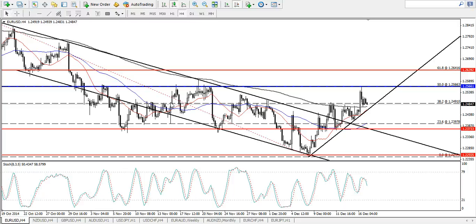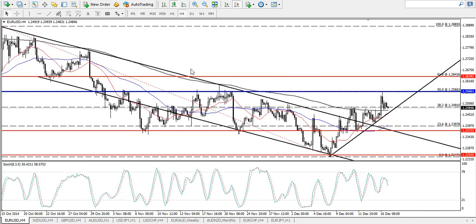Today is Wednesday, 17th of December 2014, and we shall start off with the euro against the US dollar. So what you're seeing here is a 4-hourly chart.